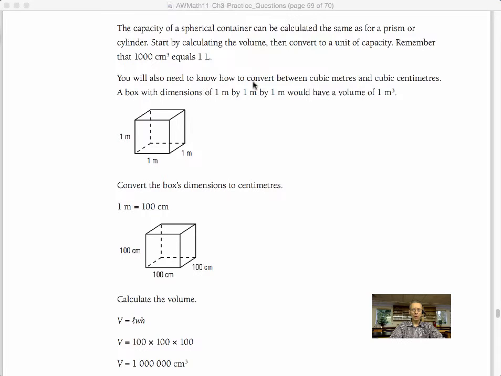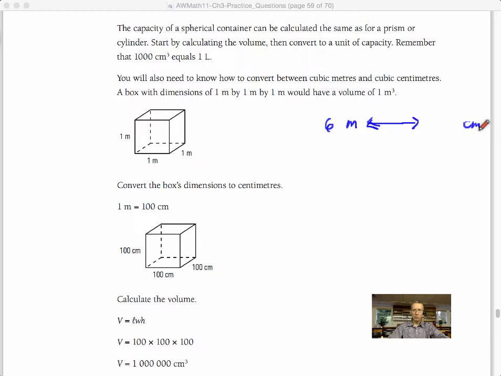You'll also need to know how to convert between cubic meters and cubic centimeters. So how do we go from meters to centimeters? Well, we know that there's 100 centimeters in a meter. Let's just look at meters. How do we go from meters to centimeters? Let's just say we have 6 meters. How do we go to centimeters?